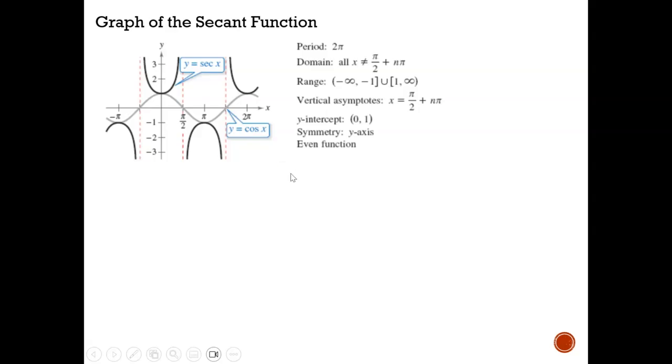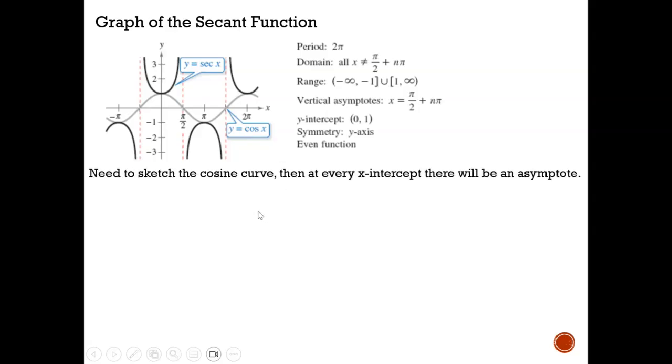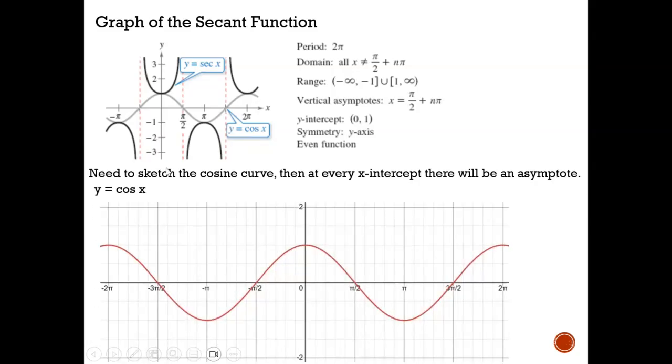And same thing for the secant. For the secant, first I need to grab my cosine, and then at every intercept there's going to be an asymptote. Okay. This is the cosine wave, right? So at every intercept there's going to be an asymptote, and here it's at every pi over 2. Then the graph for the secant will be something in this form.